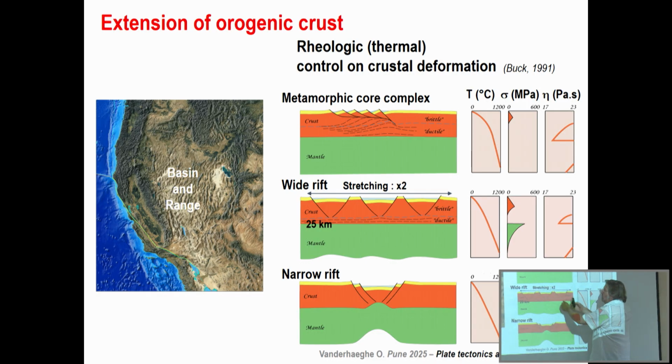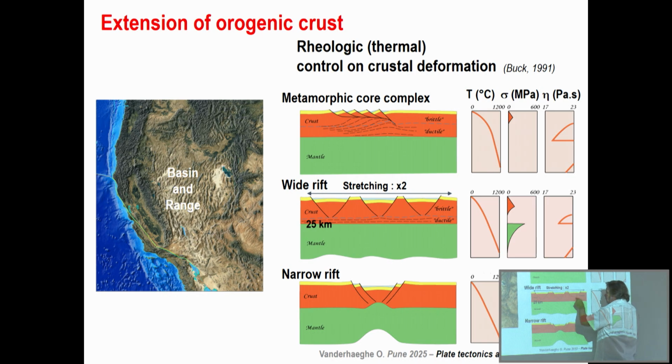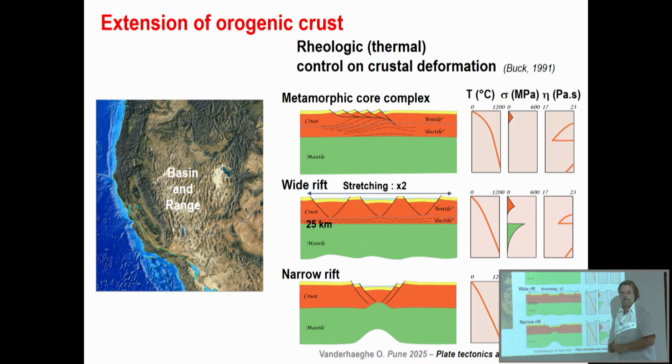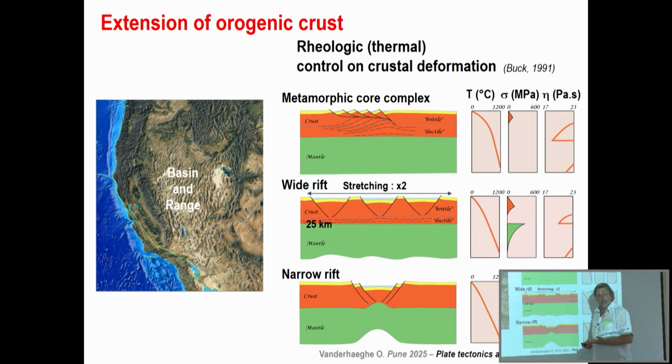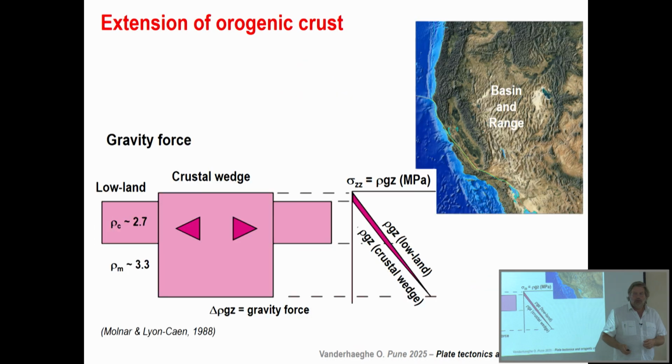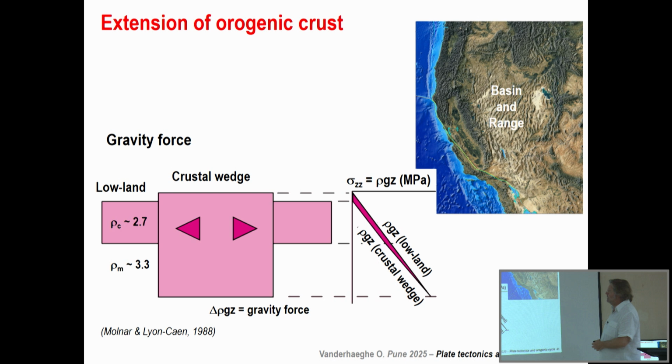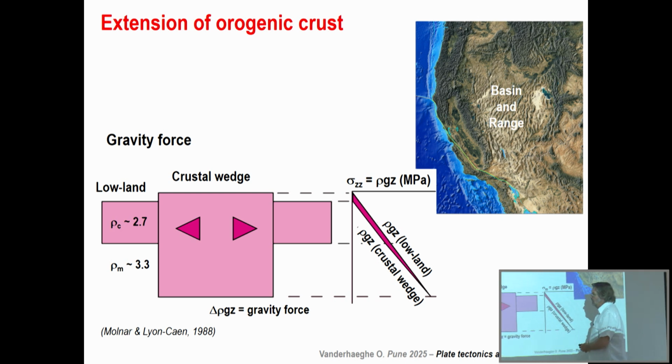And when geologists measured the amount of stretching associated with each of these normal faults, horsts and grabens, they realized that it's been stretched by a factor of 2. So it was 50 kilometers to start with. So it was a thick crust. And the force they then invoked to explain that is the gravity force.